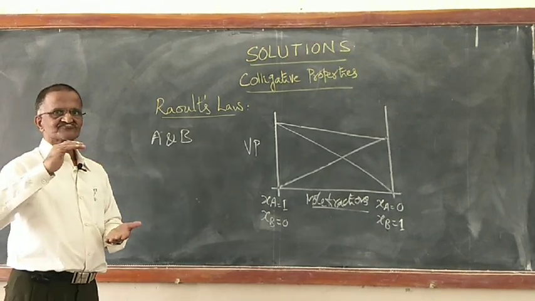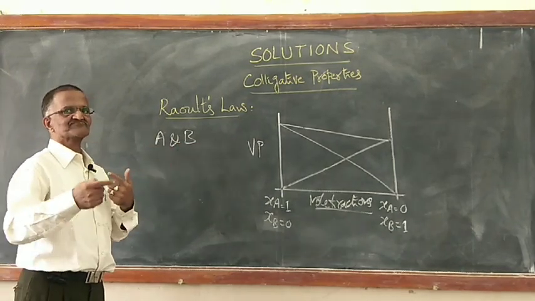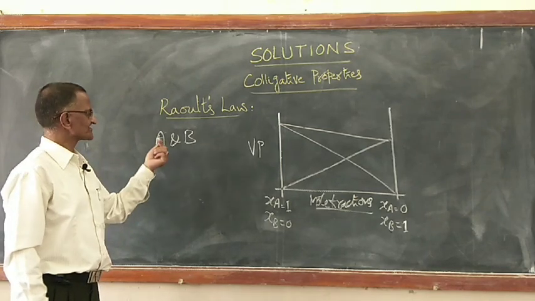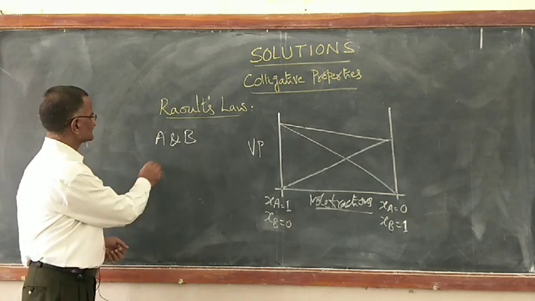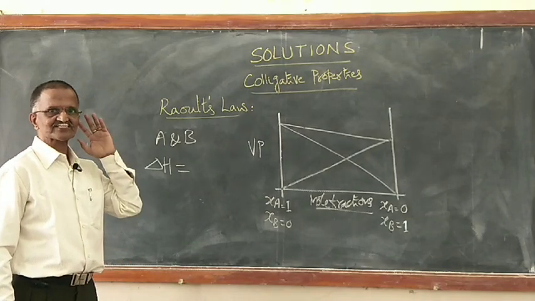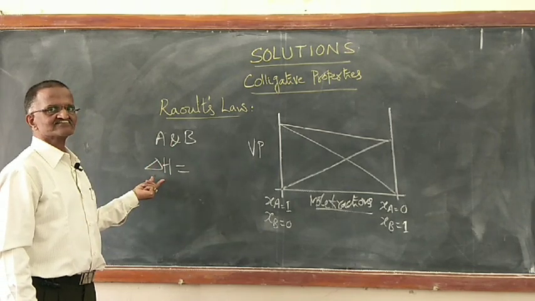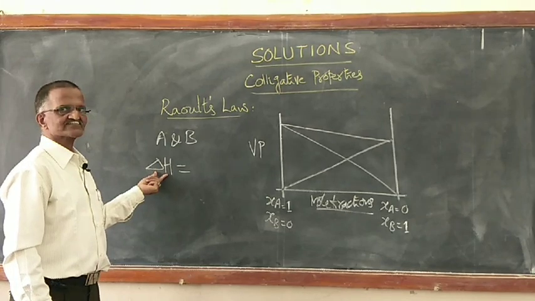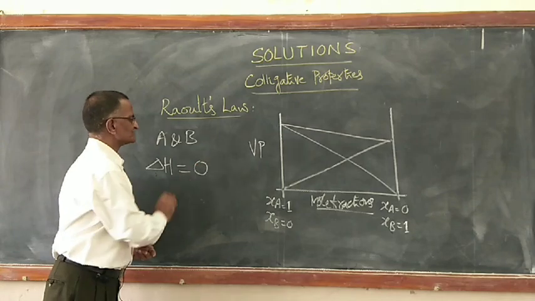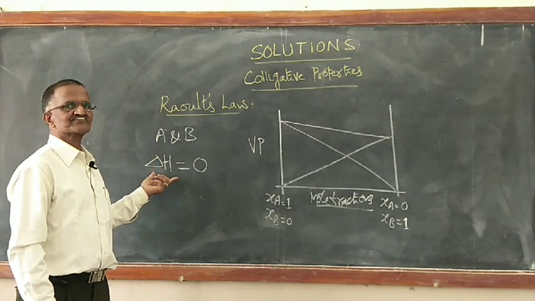The volume of the solution is going to change. There may be attractions, there may be repulsions. Because of attractions and repulsions, there will be energy changes. So when I mix A and B and observe no change in enthalpy, as you studied last year in thermodynamics, delta H, the enthalpy of mixing, is 0. That means there are no attractions, no repulsions, and the change in enthalpy is 0.